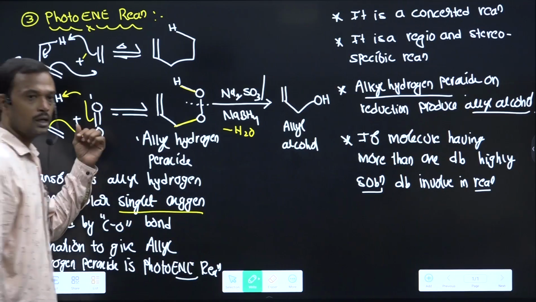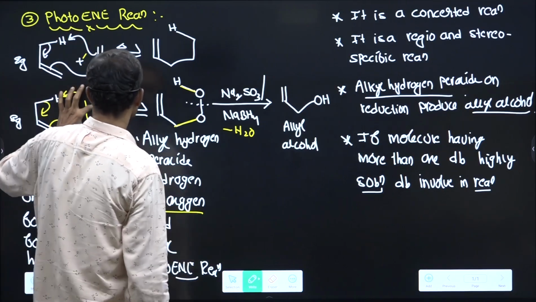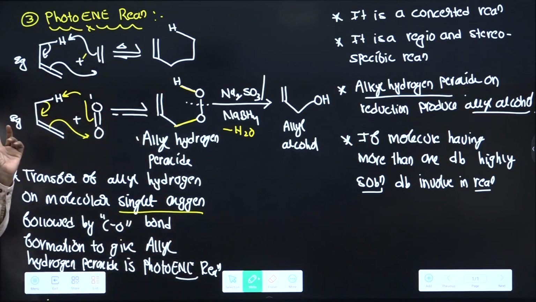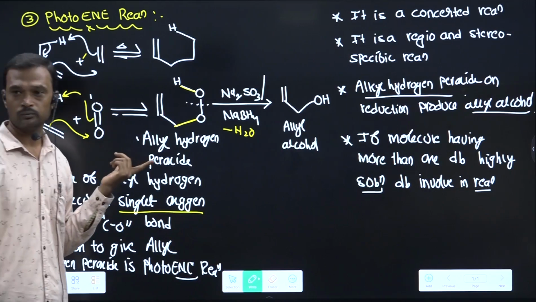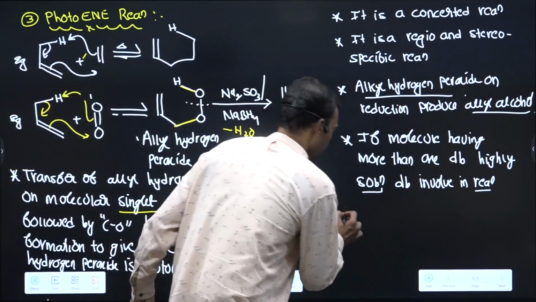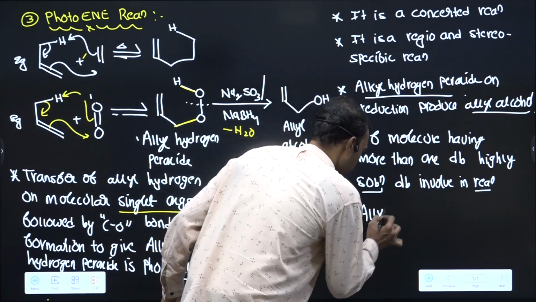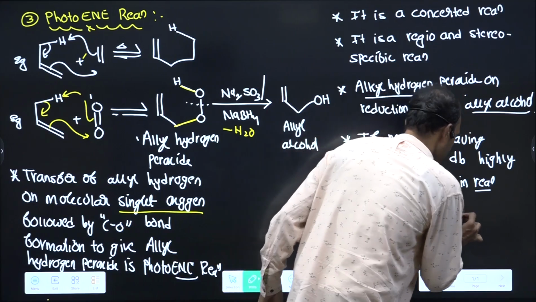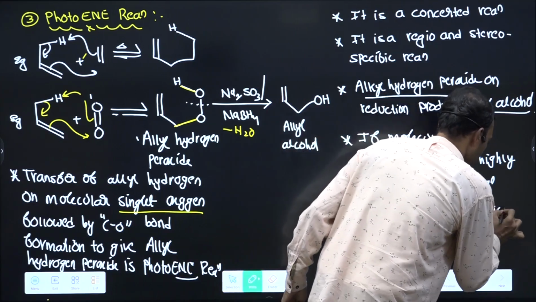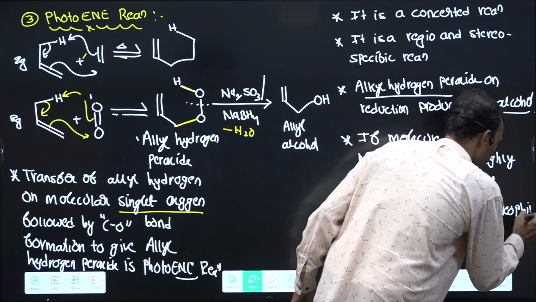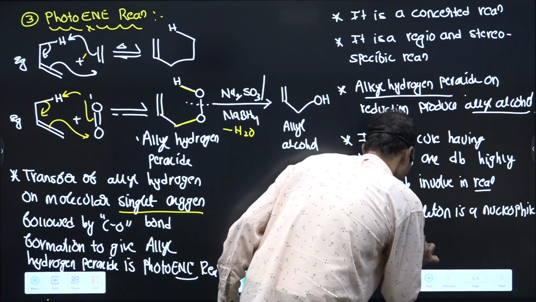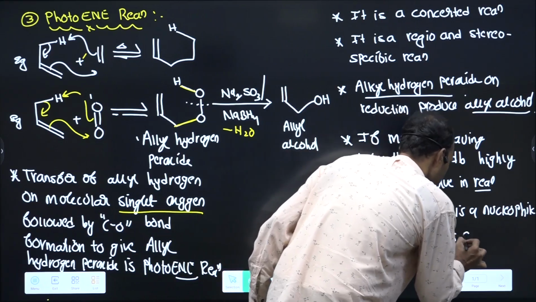So always the allyl partner is a nucleophile, and the other is an electrophile. Molecular oxygen is an electrophile, so allyl should act as a nucleophile. More nucleophilic means a more substituted double bond. Right or not? So indirectly I am saying that the allyl skeleton is which one? Nucleophile or electrophile? Nucleophile. And singlet oxygen is an electrophile.